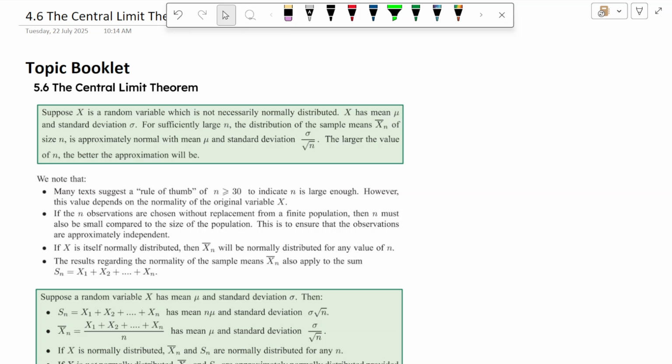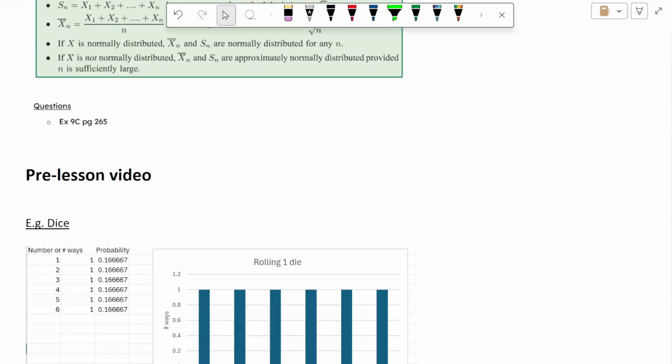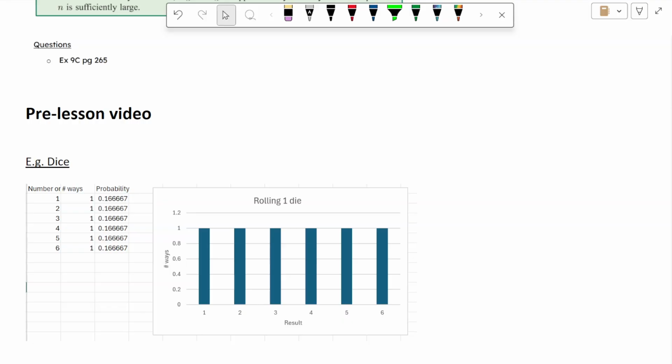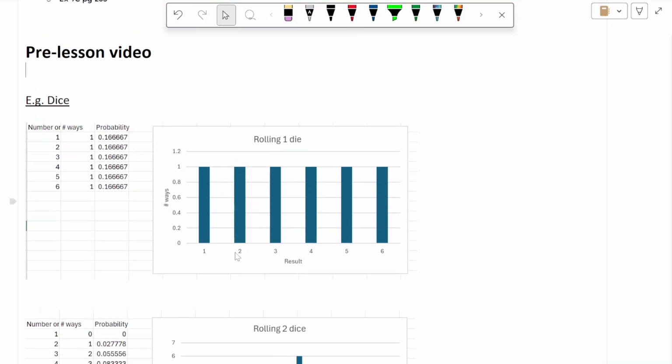In this video, we're looking at the central limit theorem. Now, previously we've talked about sum of samples and sampling distributions. This is sort of an extension on that. So I want to give you an example.